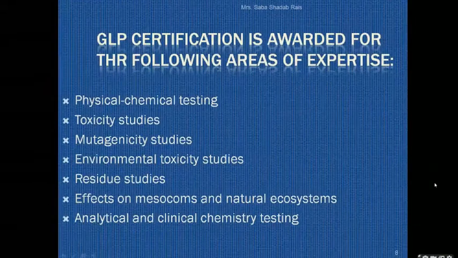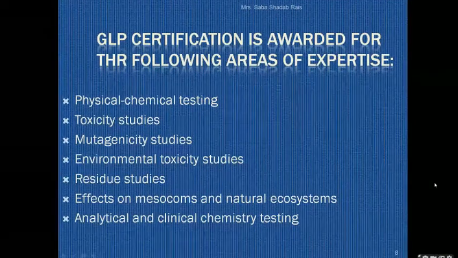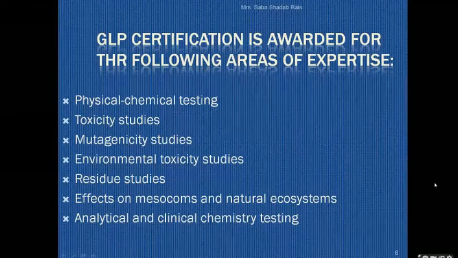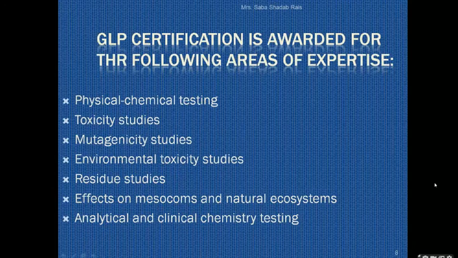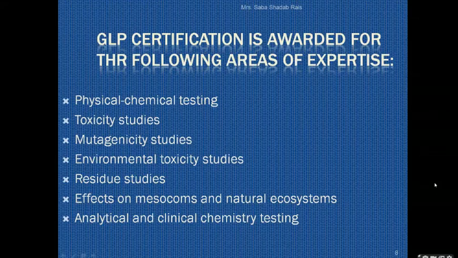So what is mutation? Mutation is any change in the number of chromosomes or in the genome. So the substance which is causing the mutation is called a mutagen. They check whether the product which you are going to sell is causing mutagenicity or not. Not only this, whether it is harmful for the environment or not. So environmental toxicity studies are also done.